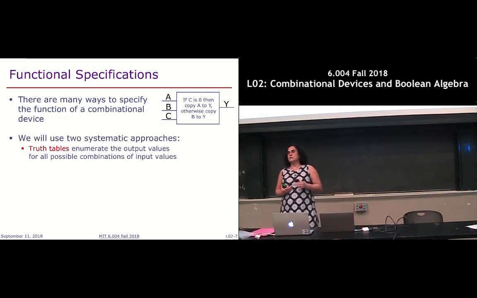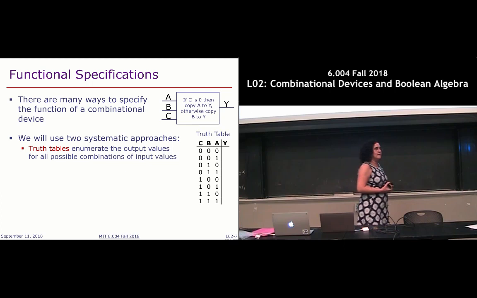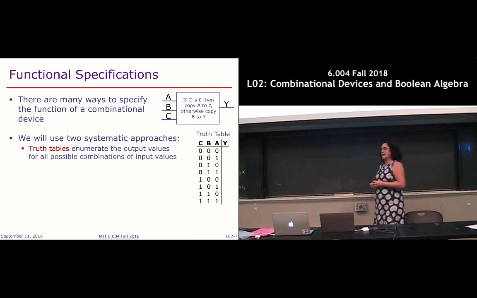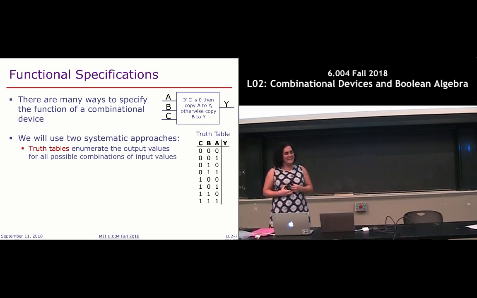The first is truth tables. So the way truth tables work is you basically enumerate every single possible combination of inputs, and you specify what the output value is going to be for that combination of inputs. So if I have this module right here with 3 inputs, A, B, and C, how many possible input combinations do I have? 8, right? I have 2 to the power 3, which gives me 8 input combinations. And for each one of those, I'm going to specify what my output is going to be.